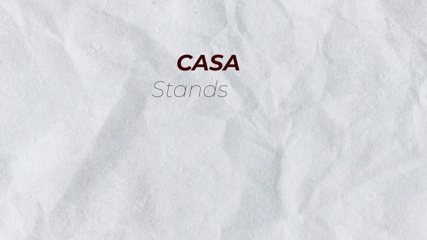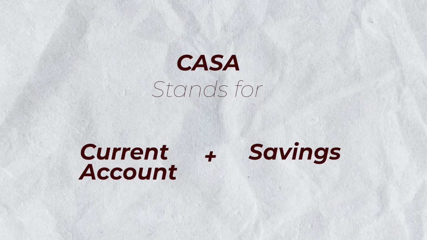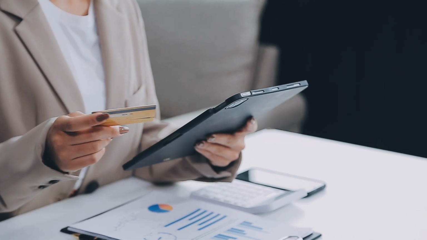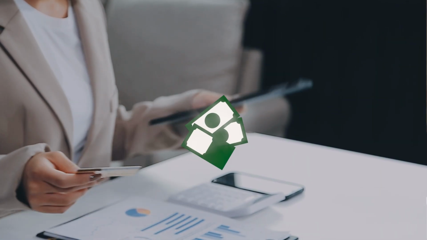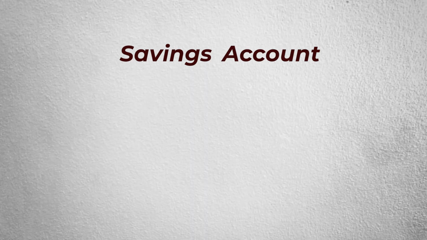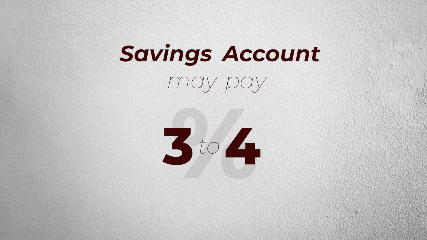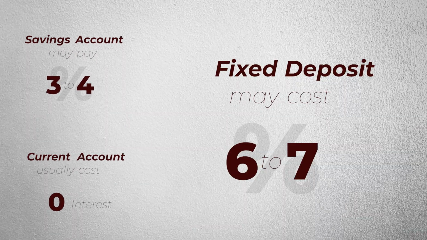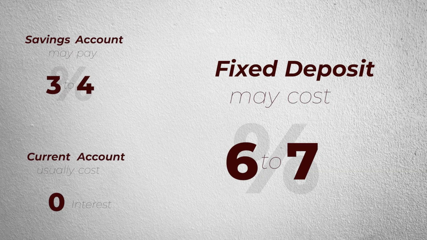NIM is closely linked with CASA. And that brings us to the next important ratio. CASA stands for current account plus savings account. These deposits are very important because they are the cheapest source of funds. Savings accounts may pay 3 to 4%. Current accounts usually pay zero interest. Compare that to fixed deposits, which may cost 6 to 7%.